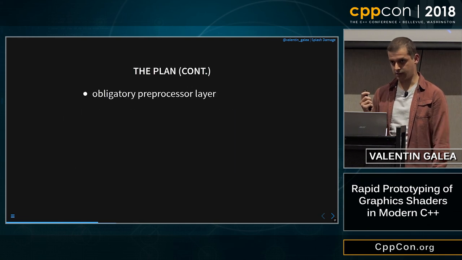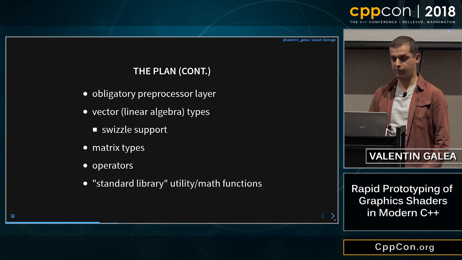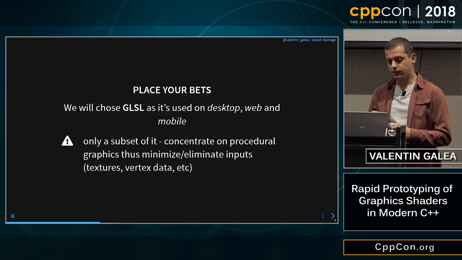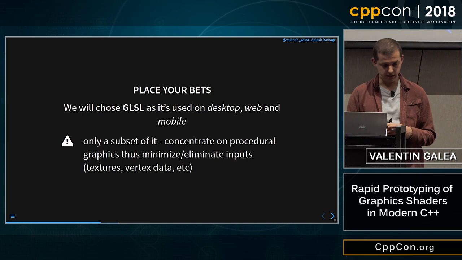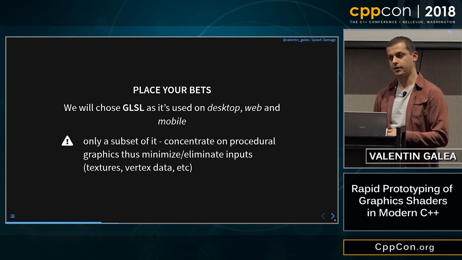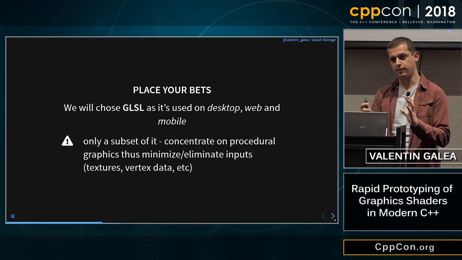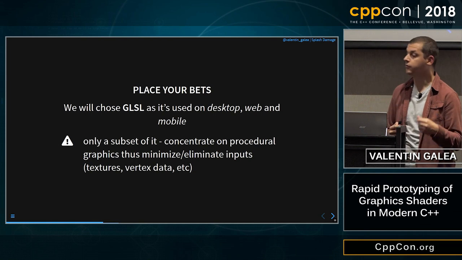So we need to provide that obligatory preprocessor layer. We'll need to provide a vector class with all that swizzle, all that mixing and matching. We'll have to provide a matrix class, the operators, and all that standard library of functions. Yeah, a lot of work, but it's going to be easy. You'll see. So we're going to choose GLSL because it's ubiquitous. You have it on the desktop with OpenGL, on the phones with OpenGL ES, and online in browsers with WebGL. Although we're going to concentrate on a subset, the more pure language, rather than the texture and vertex, the outside-of-the-graphics part.